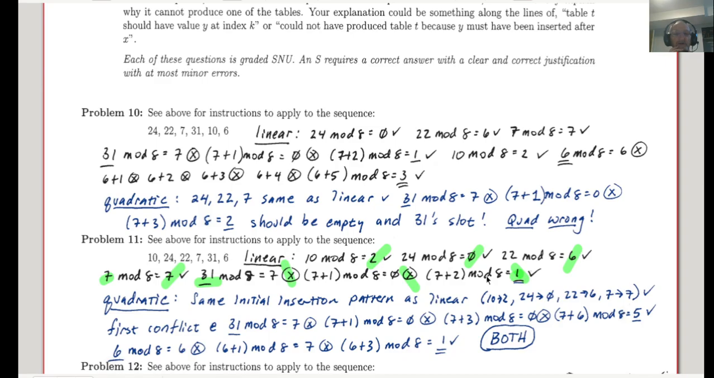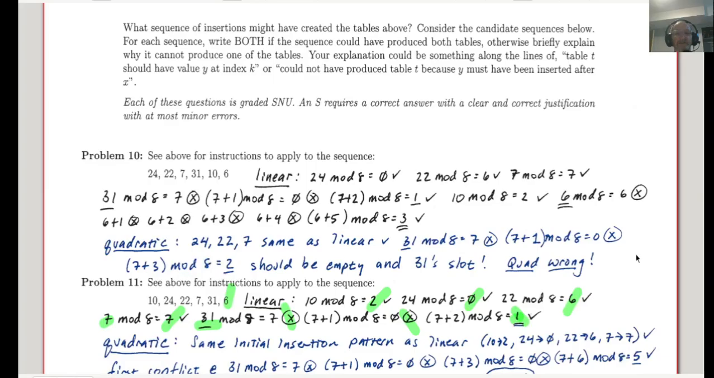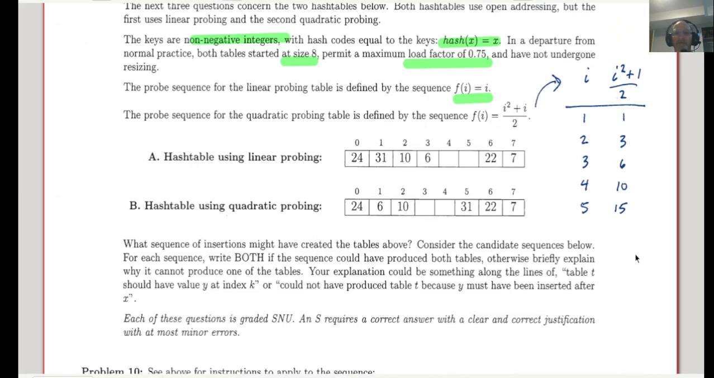I forgot to write down the addition of 6 into the table. My apologies. I did not show the insertion of 6, that 6 works for the linear, and when I was writing this out, I was distracted by way too much conversation in the environment I was in. So let's just figure it out.